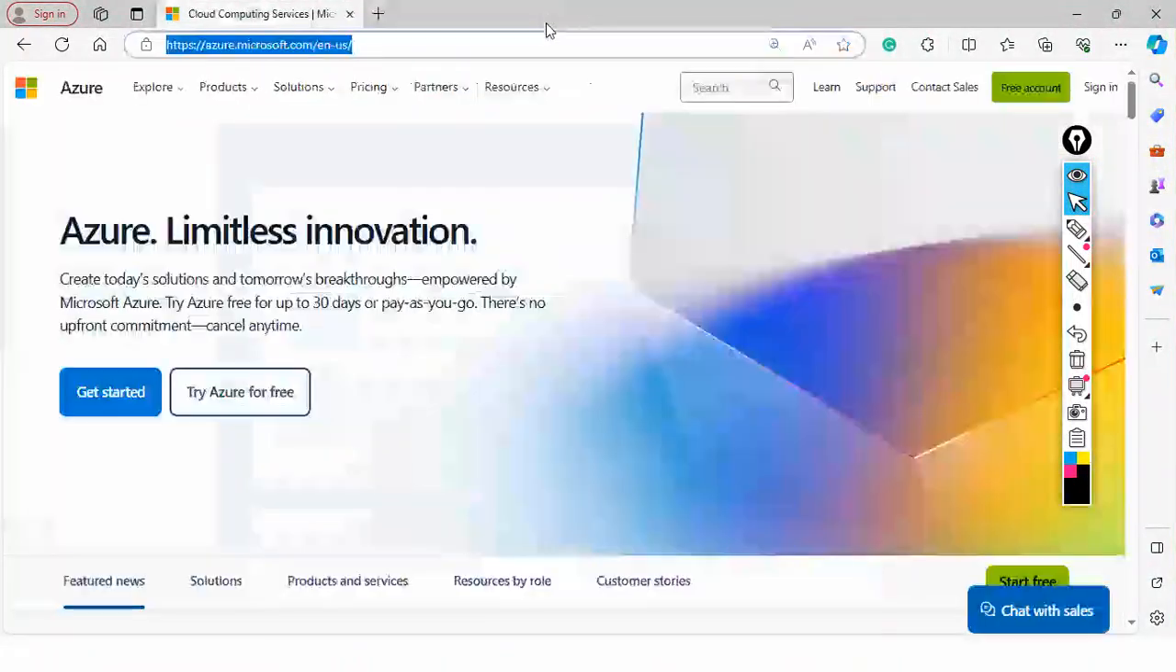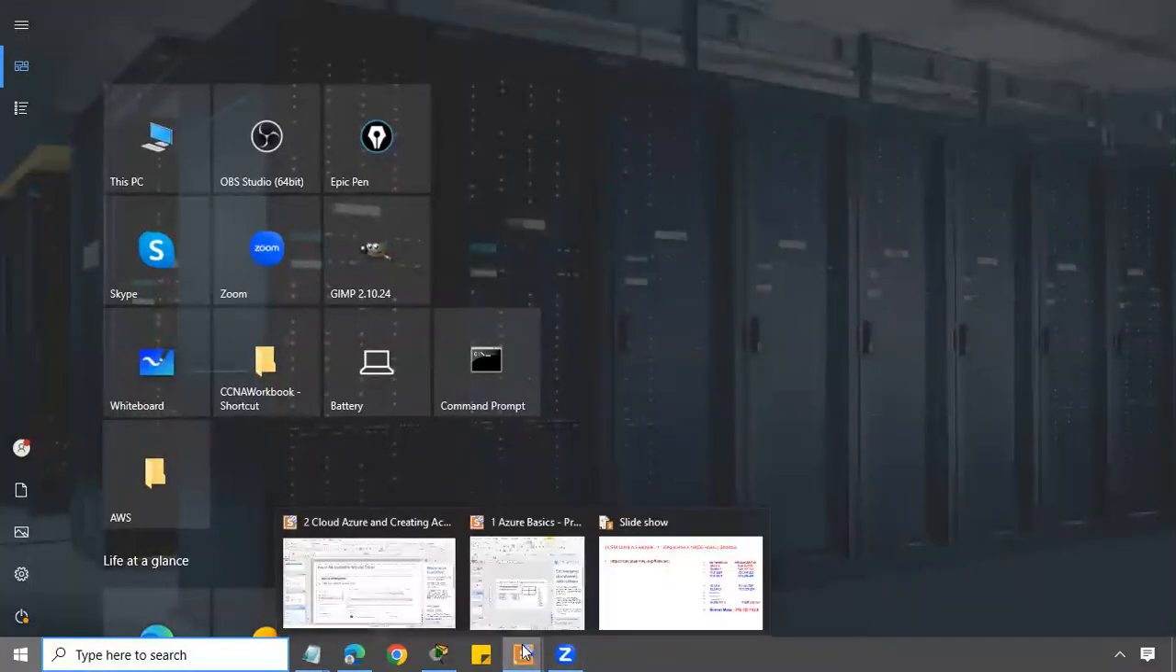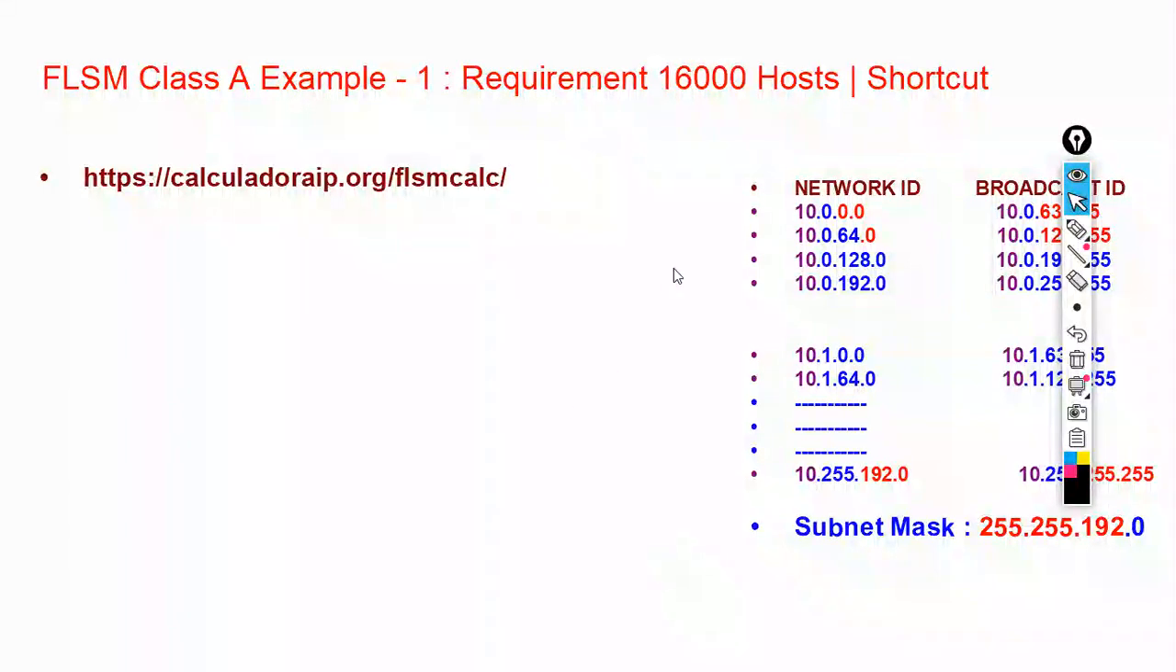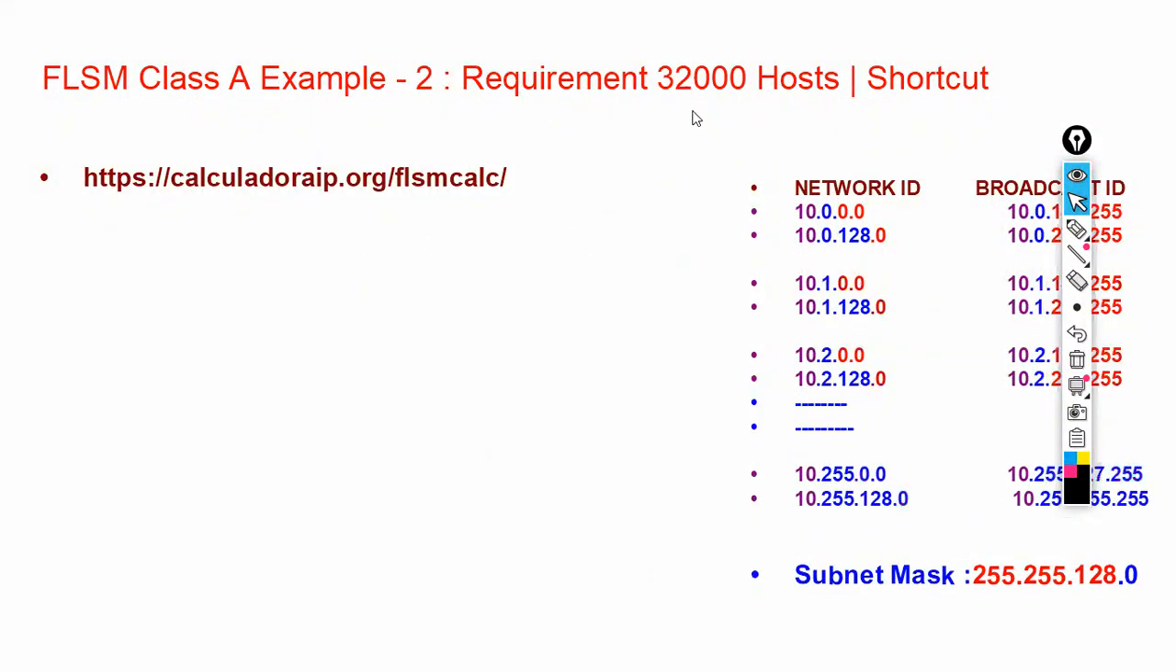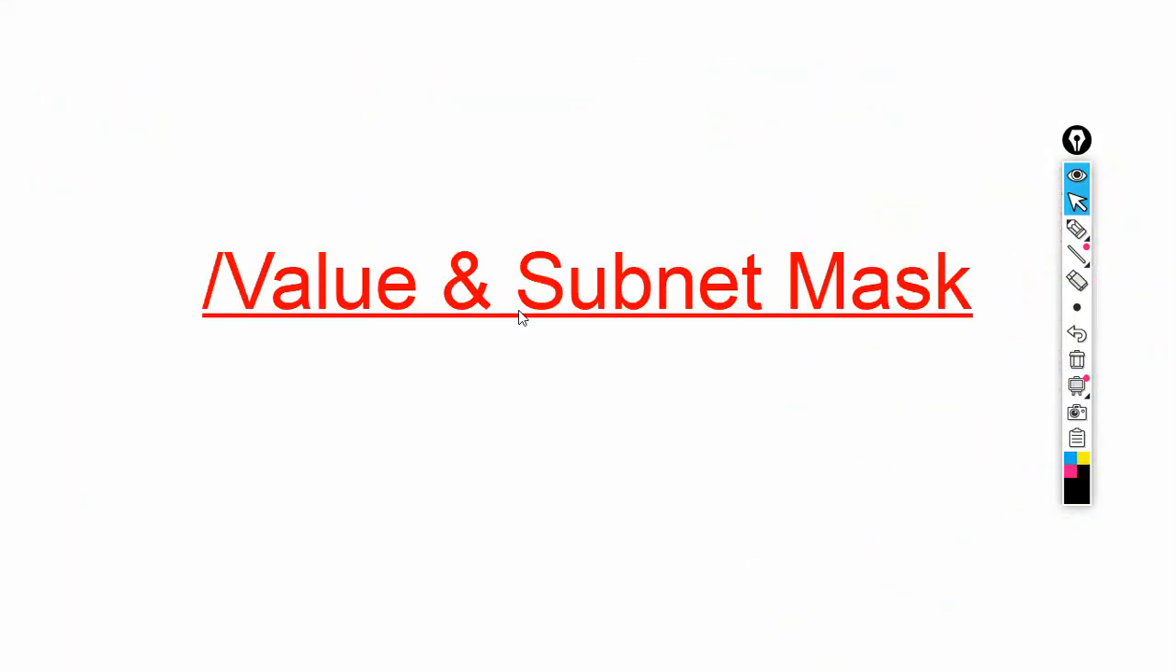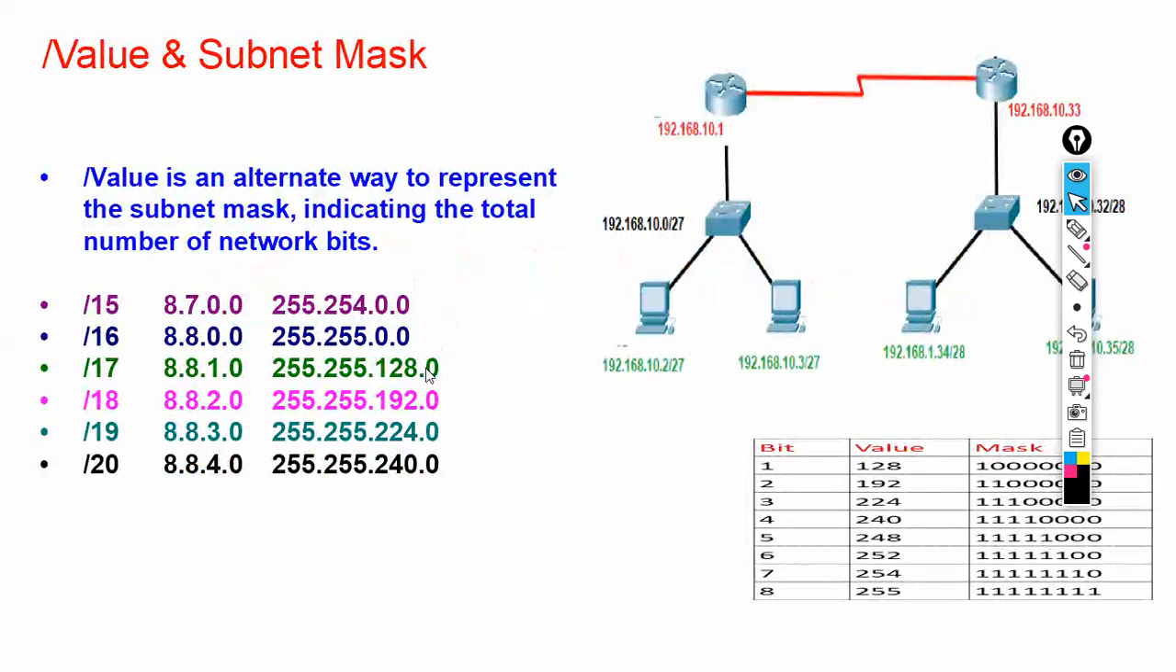Let us close these tabs and go to the slides. Okay, so you know how to use it, or you can try for 32,000 hosts also. And the slash value and subnet mask. We have seen that the calculator was not asking for the subnet mask, it was asking for the value in slash.